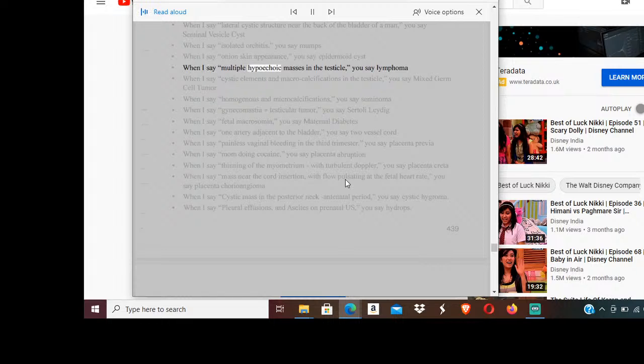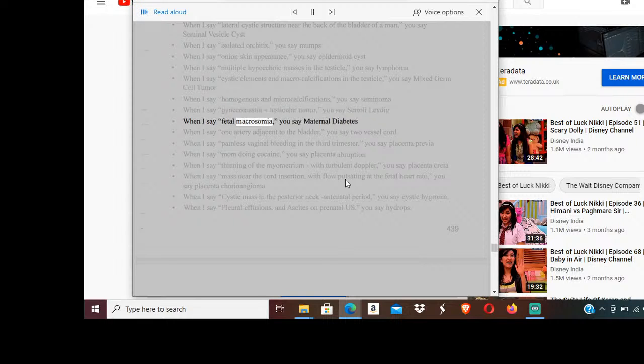When I say multiple hypoechoic masses in the testicle, you say lymphoma. When I say cystic elements and macrocalcifications in the testicle, you say mixed germ cell tumor. When I say homogeneous and microcalcifications, you say seminoma. When I say gynecomastia and testicular tumor, you say Sertoli-Leydig.